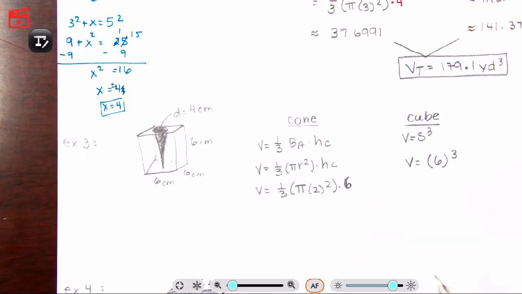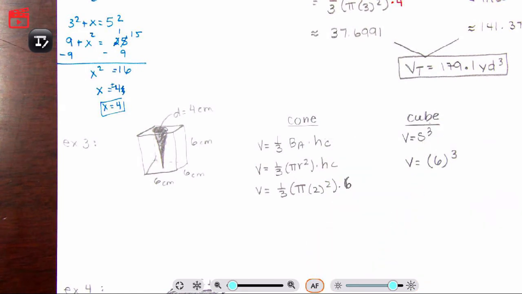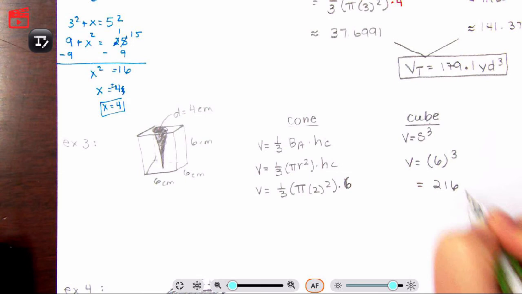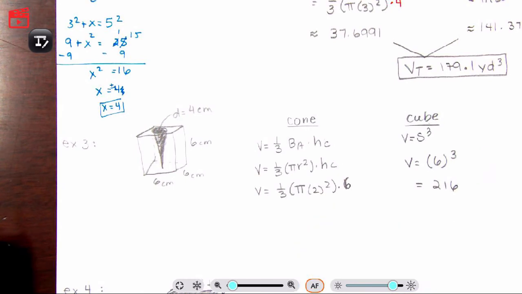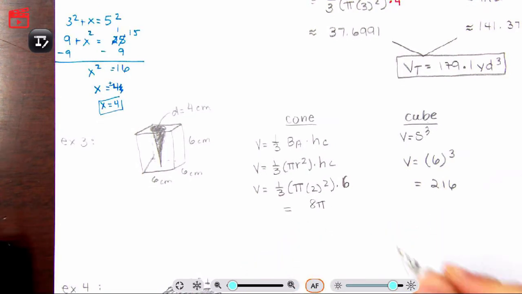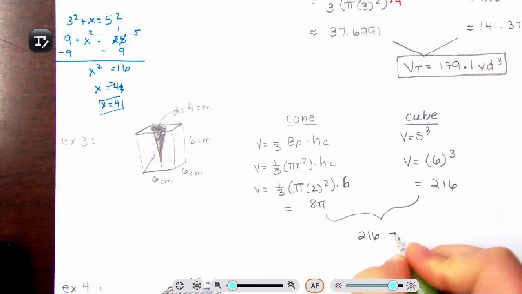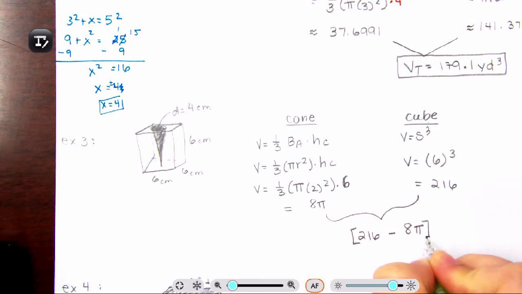Again, what are we doing? We are removing. What are we removing? We are removing the cone from the cube. So let's go ahead and solve this. 6 cubed is 216. Let's solve this one. 2 squared is 4. 4 times 6 is 24. 24 divided by 3 is 8. So I have 8 pi here. And I have 216. So I will round. Let's go ahead and combine. I know I have 216 centimeters cubed minus 8 pi. You can leave this as your answer and put centimeters cubed here.